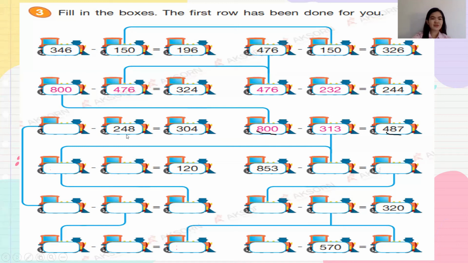So next, this one. We have 248 and 304. We're going to look for this. So we're going to add. What is the answer? 248 plus 304. How many?